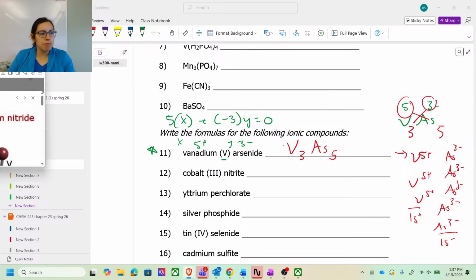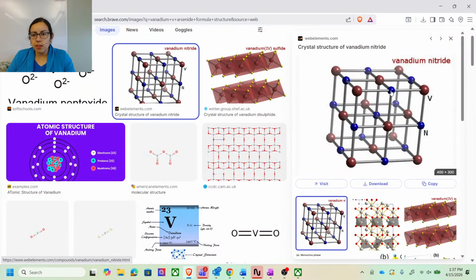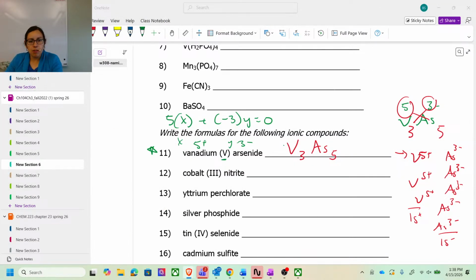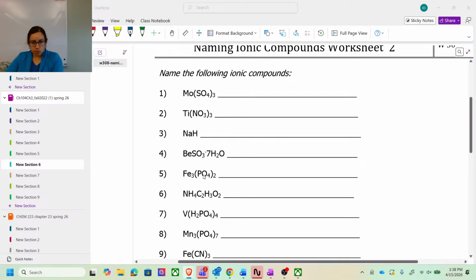Well, here's vanadium nitride, a crystal structure of that, which is again electronically similar, right? So it's just repeating units, repeating units. So it's this crystal lattice structure of that in that 5:3 ratio that we just determined. All right, so let's try a few more. Let's go back to these for a second.